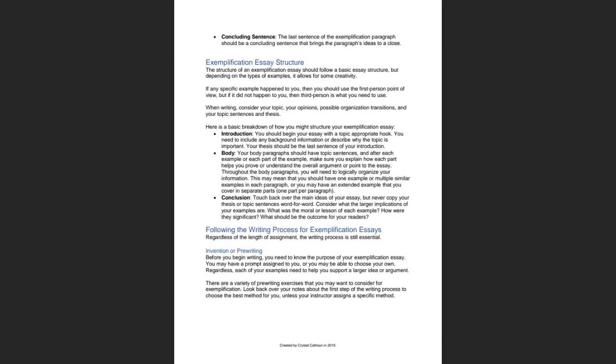Exemplification essay structure. The structure of an exemplification essay should follow a basic essay structure, but depending on the types of examples, it allows for some creativity. Oh boy. If any specific example happened to you, then you should use first-person point of view. But if it did not happen to you, then third person is what you need to use. In the case of Essay 2, writing assignment number 2, you are not going to be using any specific references to yourself. We got to get rid of the use of I. We got to get rid of the use of personal anecdotes and things that we've experienced.